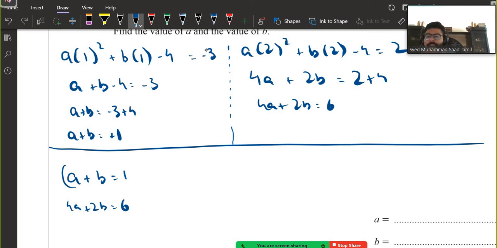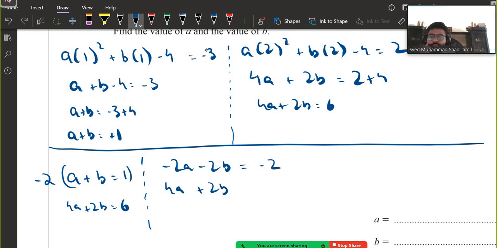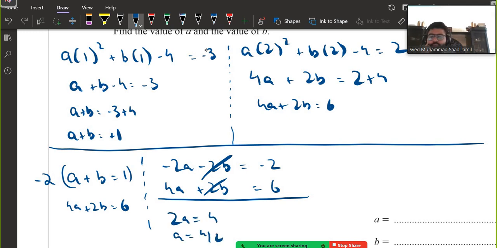I will multiply the first equation by negative 2, and the reason being I want to eliminate b. This will become minus 2a minus 2b is equal to minus 2, and the second equation was 4a plus 2b is equal to 6. Both of these terms get eliminated. This becomes 2a is equal to 4, a is equal to 4 upon 2.